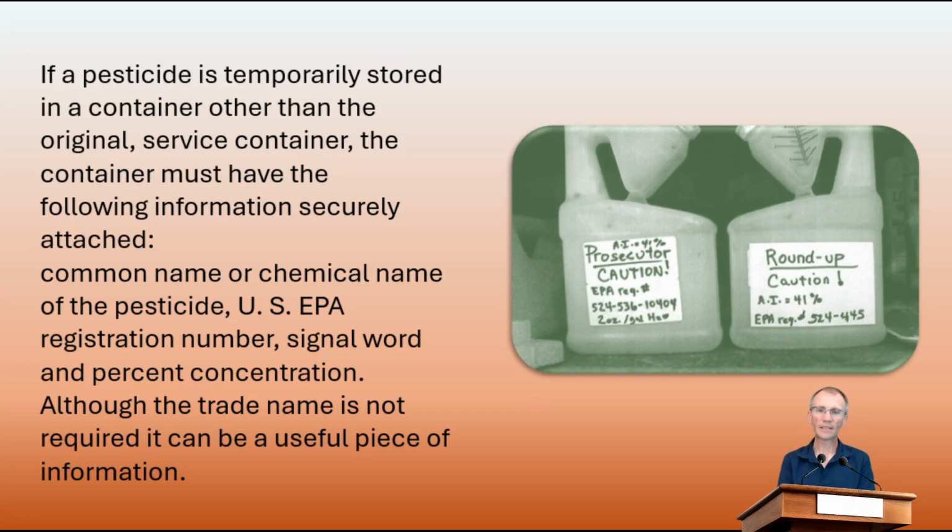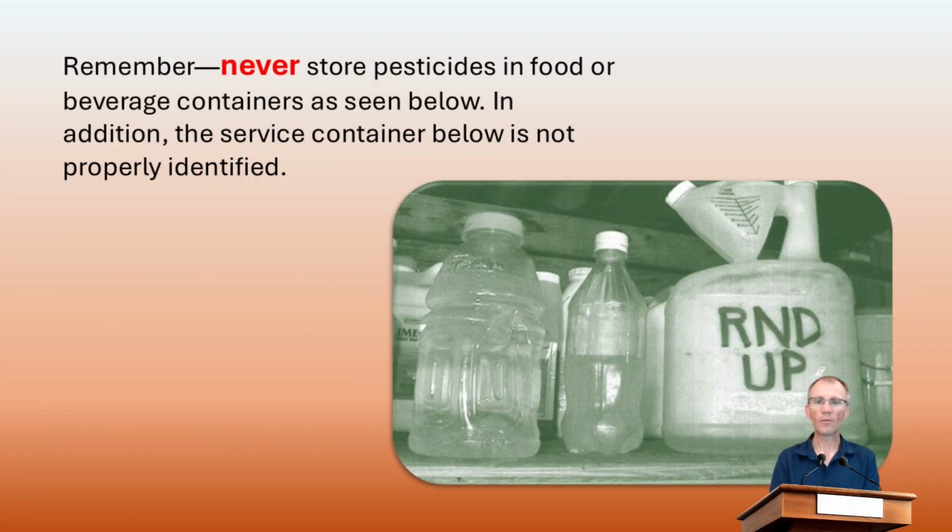If a pesticide is temporarily stored in a container other than the original service container, the container must have the following information securely attached: common name or chemical name of the pesticide, U.S. EPA registration number, signal word, and percent concentration. Although the trade name is not required, it can be a useful piece of information. Remember, never store pesticides in food or beverage containers as seen below. In addition, the service container below is not properly identified.